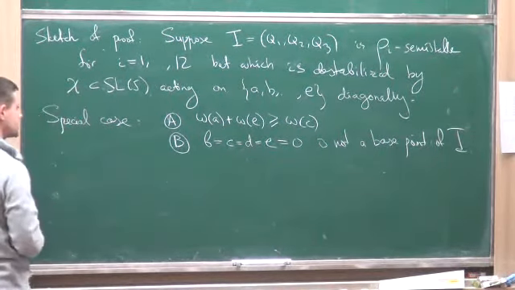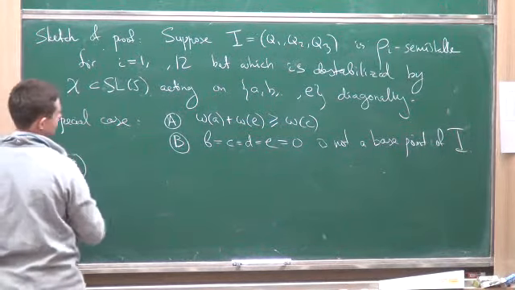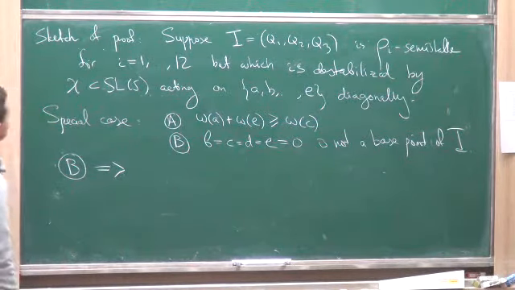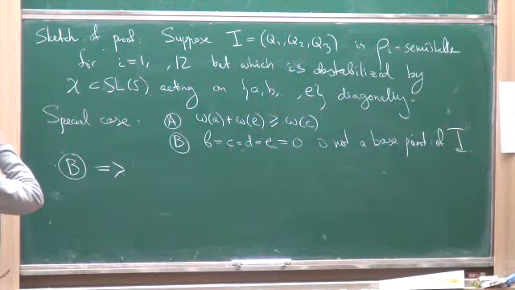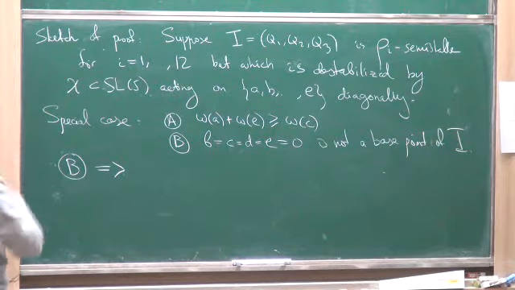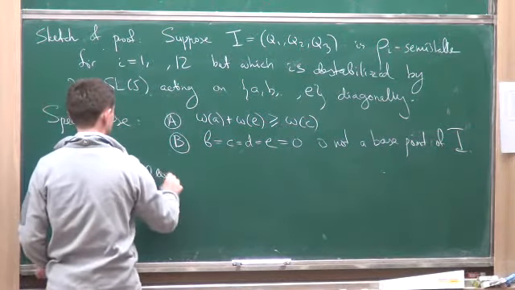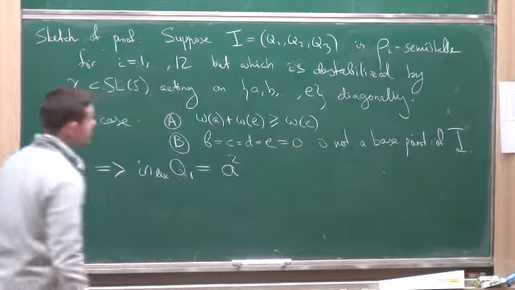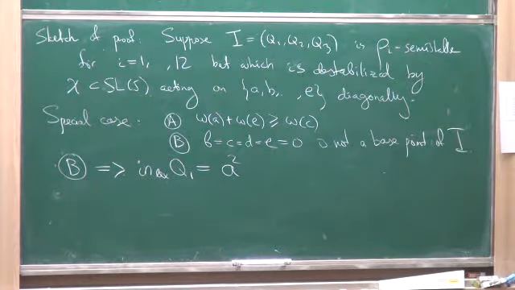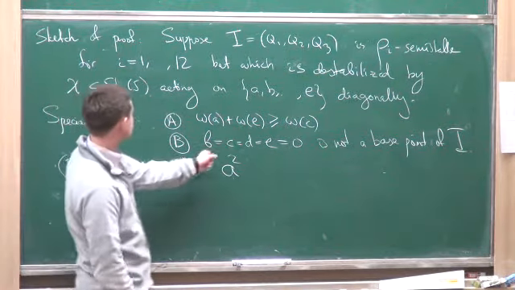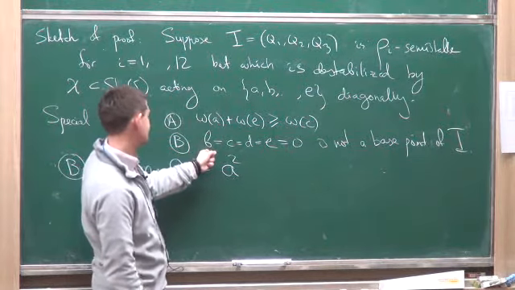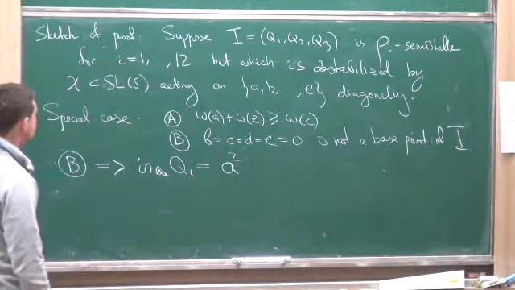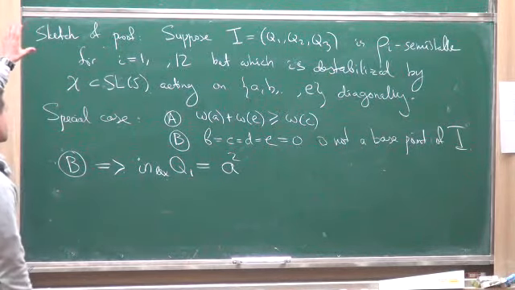How do we do this? What does assumption B say? It says that the initial monomial of Q1 in the lexicographic order is A squared. If it was not A squared, the whole net would lie in the ideal generated by B, C, D, and E. Now we have to use semi-stability with respect to the rho i's.